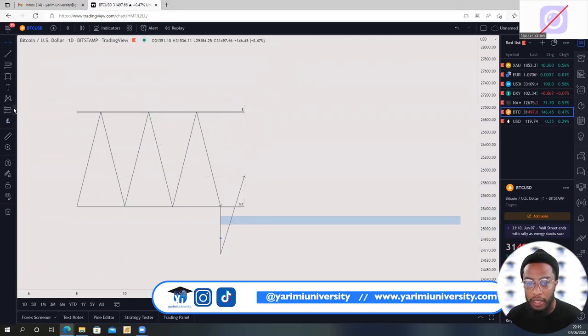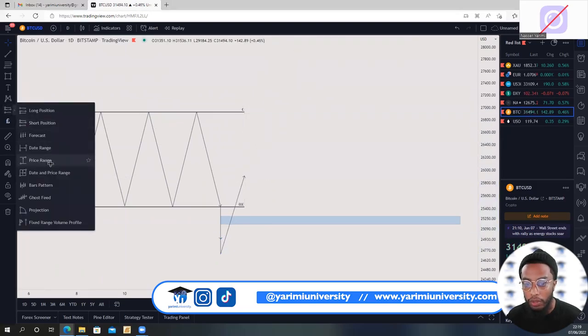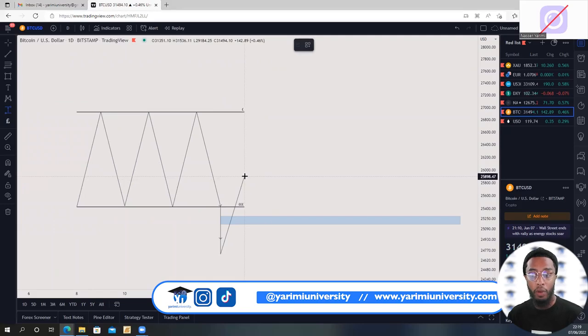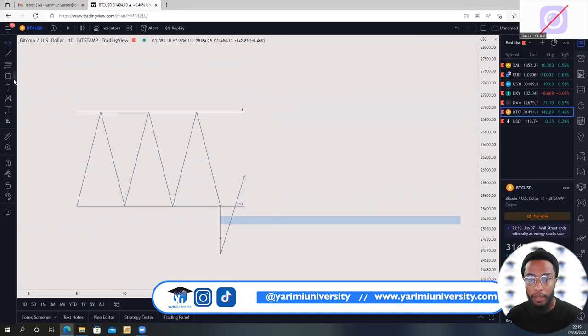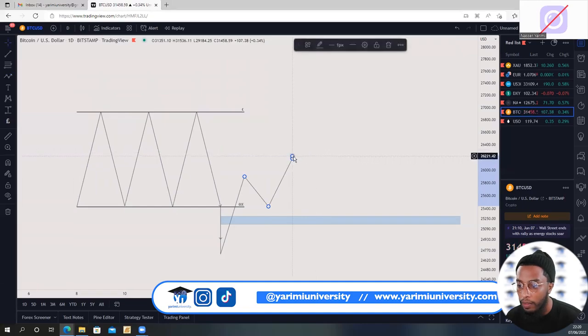Or price can do something like this. It can break support. And people might think, what's going on here? Retail traders are thinking, oh yeah, support. Let me buy at support now. But what happens is they buy at support again. Price maybe breaks that previous high right here, okay? Price will break that previous high right here.